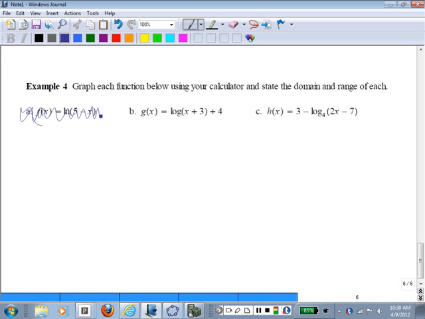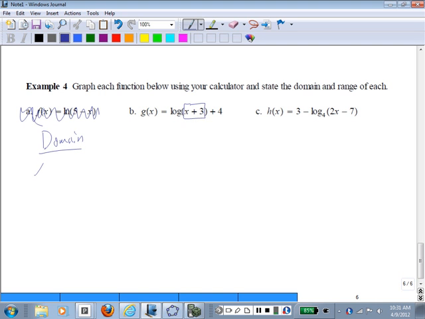g of x equals base 10 log of x plus 3, plus 4. When we don't write the base for logarithms, it's understood to be base 10. So all that determines the domain is what's in the argument of the logarithm. So x plus 3 has to be positive. If it is, x is in the domain. If it's not, x is not in the domain.